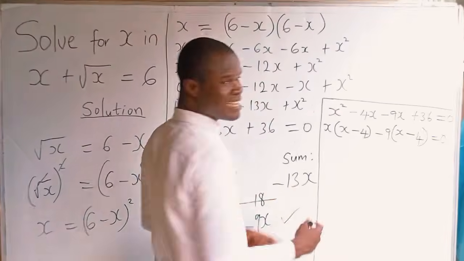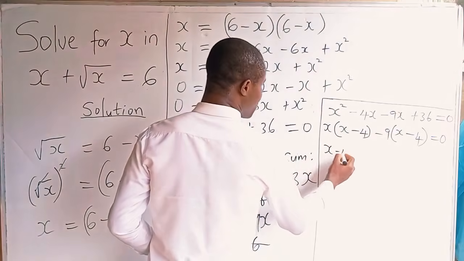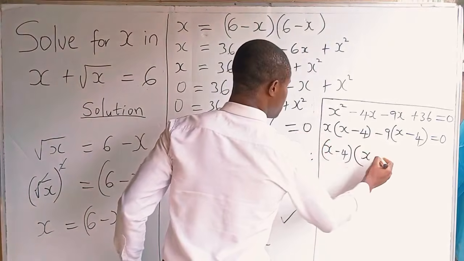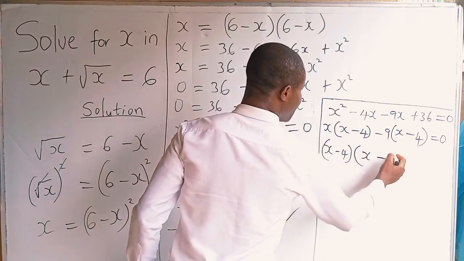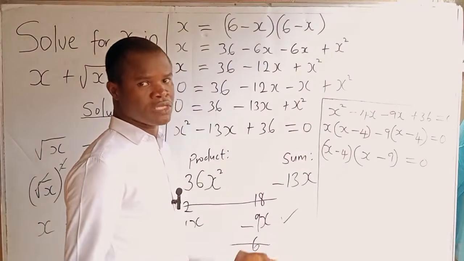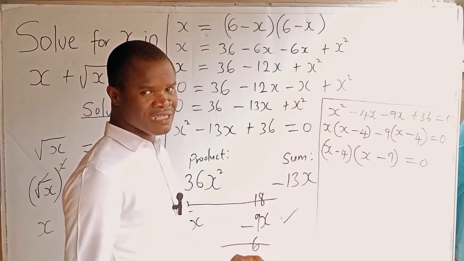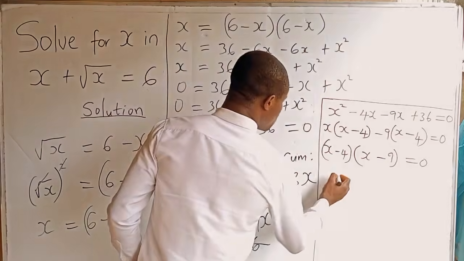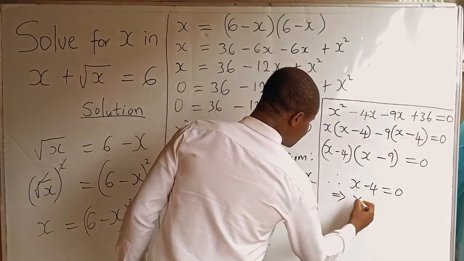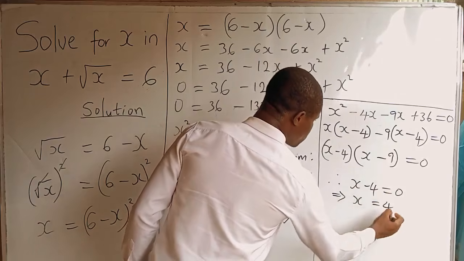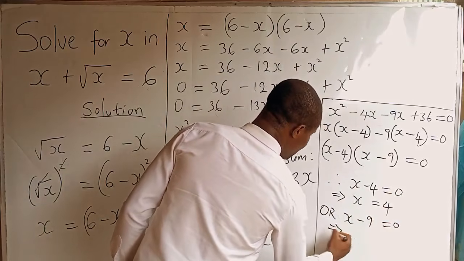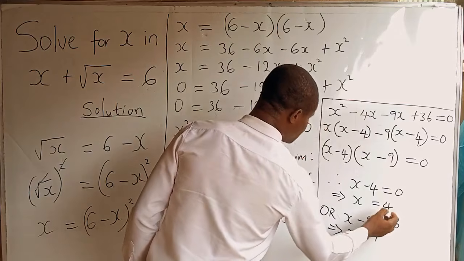So since this bracket and this bracket are the same thing, I'm going to bring out one of the brackets outside, open another bracket. What remains here is x minus what remains here is 9 equal to 0. So when the product of two terms are equal to 0, it means that either one of them is 0 or the two terms are 0. So therefore, x minus 4 equal to 0. This implies that x is equal to 4, or x minus 9 equal to 0. This implies that x is equal to 9.